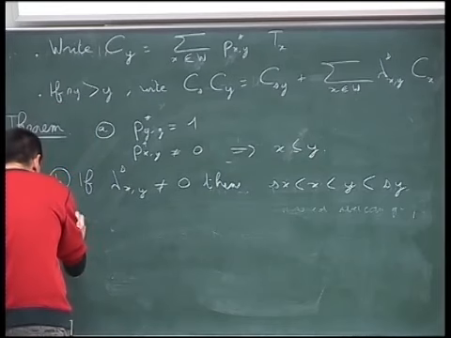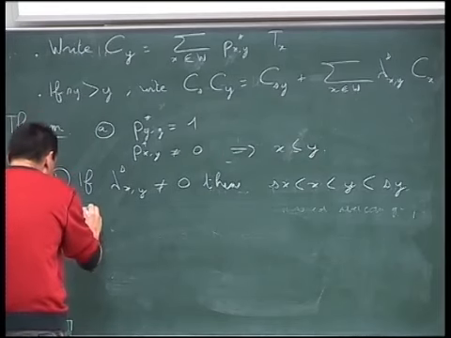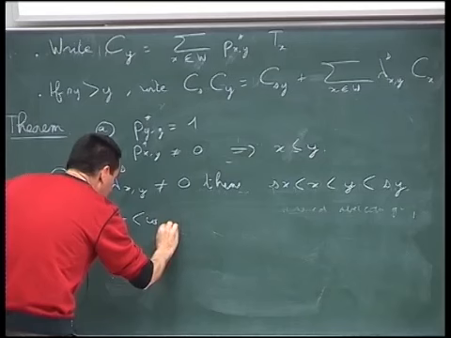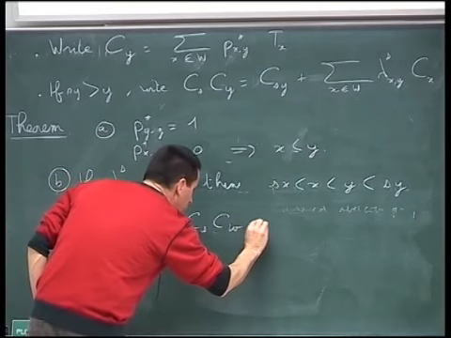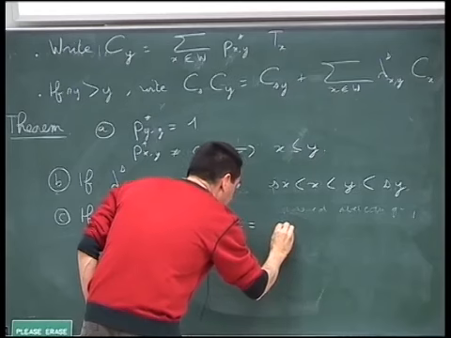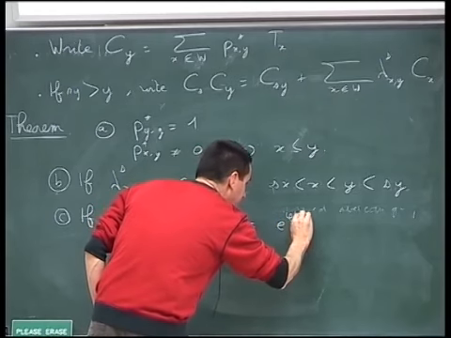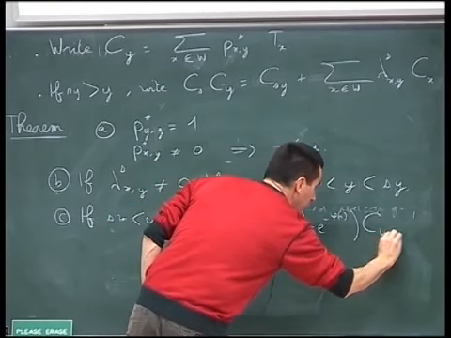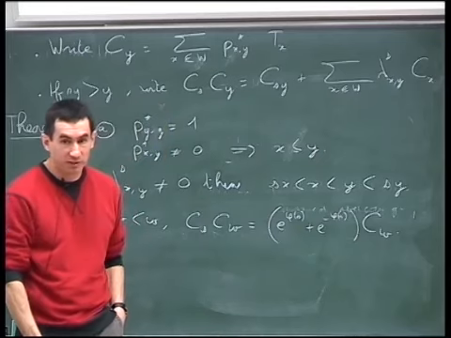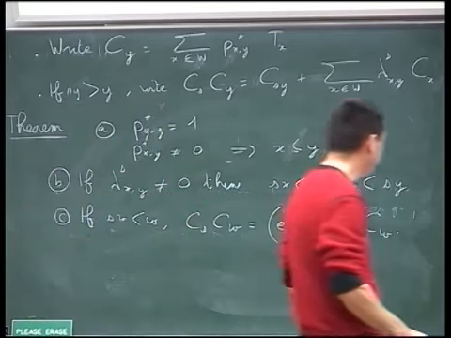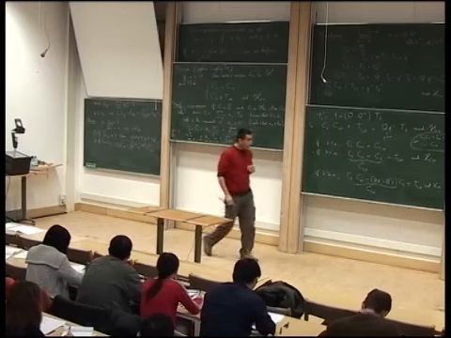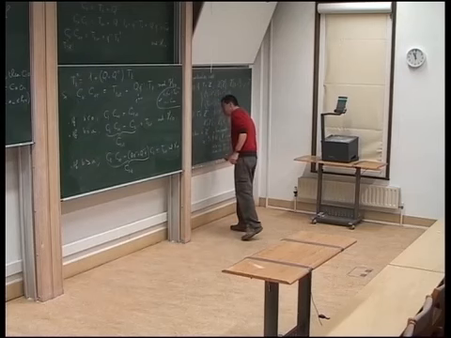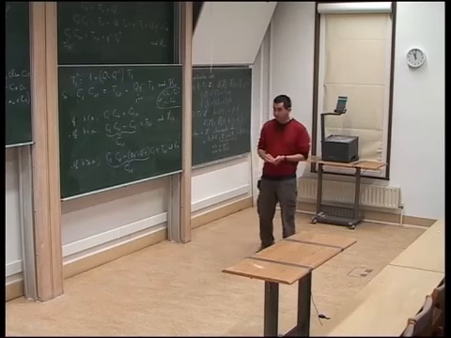And the last thing is that if sw is less than w, then C_s C_w is equal to exponential of phi of s plus the exponential of minus phi of s times C_w. So C_w is an eigenvector for the left multiplication by C_s. I won't give the proof, but it follows by following very carefully this induction process.